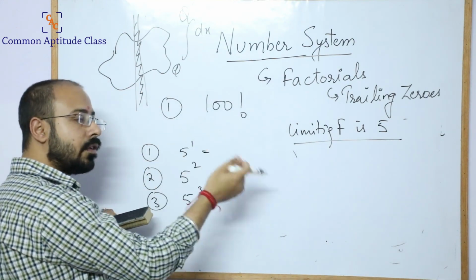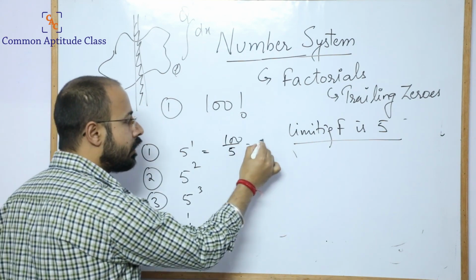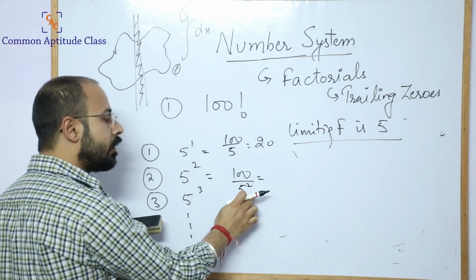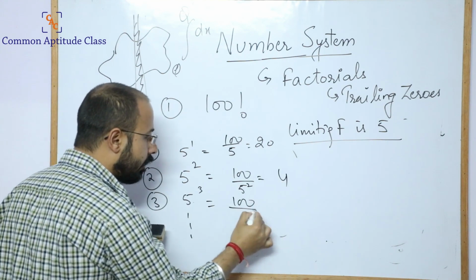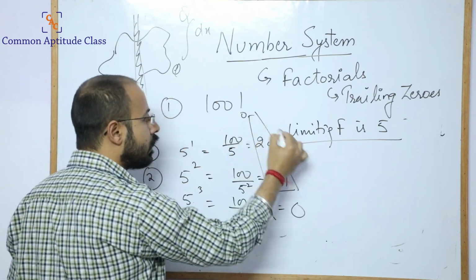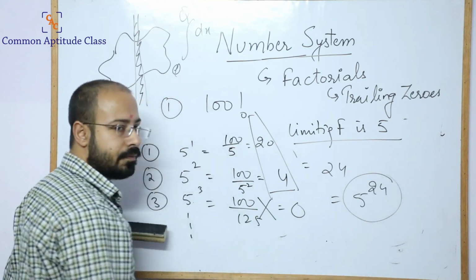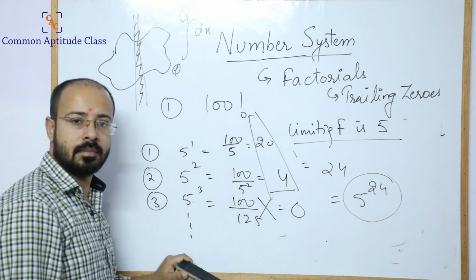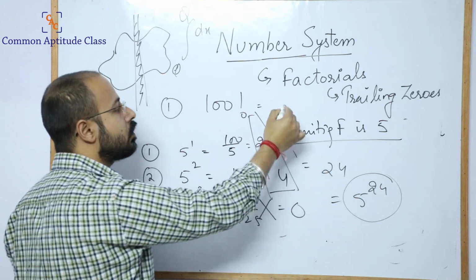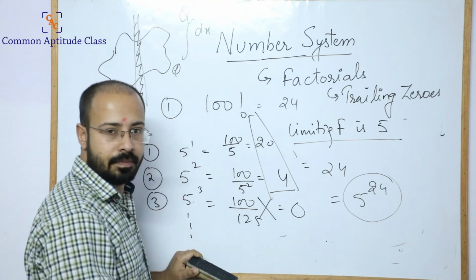The number of 5s with 5 to the power 1 is 100 by 5, that is 20. For 5 square, 100 by 25 is 4. Is it possible to divide 100 by 125? No. So remove this. Now add these values, that is 24. So in this case, 5 to the power 24 is the maximum power obtained of 5, and this is the limiting factor. So in 100 factorial, the trailing zero count is 24, because I have 24 5s, and that can be counted this way.